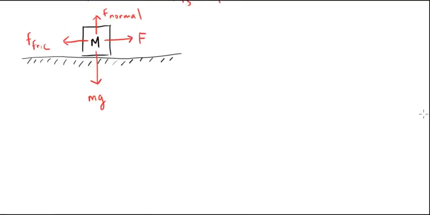So let's give the problem some numbers here. Let's say that M has a value of 10 kilograms, and let's imagine it's a static situation and the coefficient of static friction, mu sub s, is 0.5. And let's say you push with a force, this is your pushing force here, F is 59 newtons.